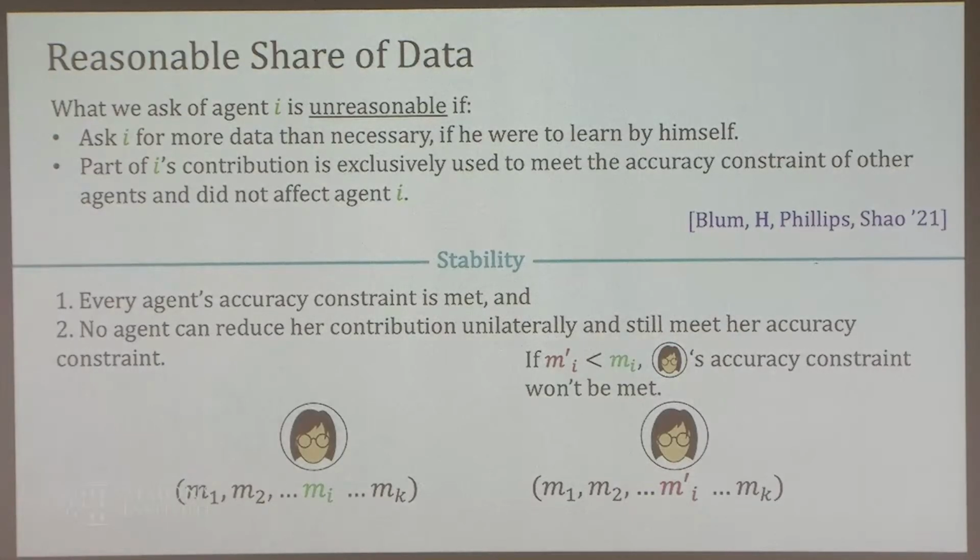So our goal now is to respect this, be individually rational and stable, and then ask: can I still design good collaborative protocols? That's the question, right? Can my collaborative protocols still save sample complexity?